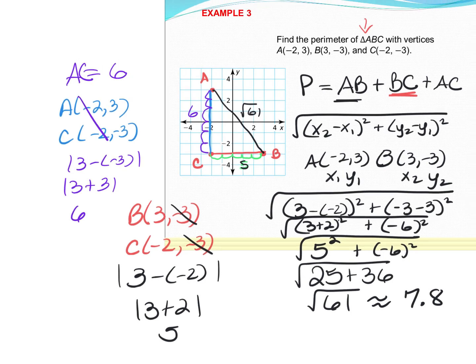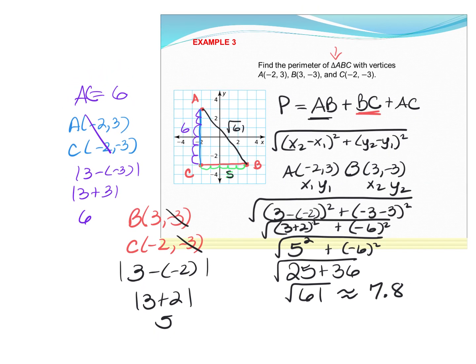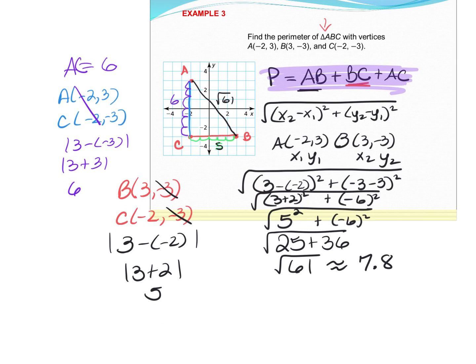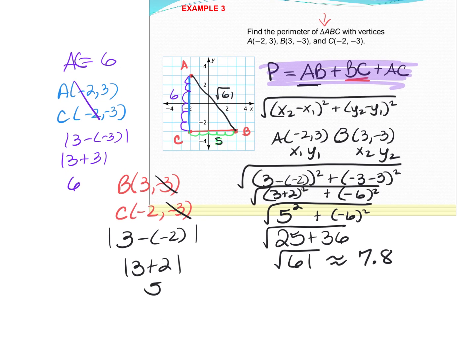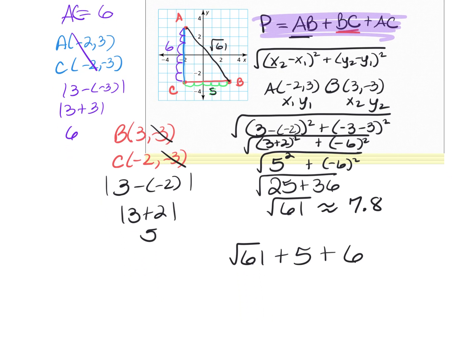So now for perimeter, remember we were using this. We're going to add AB, which was the square root of 61. We're going to add BC, which was 5. And then AC, which is 6. Now, if it's simplest radical form, all we can add is the 5 and the 6. The square root of 61 you're going to leave there, and that would be the answer.